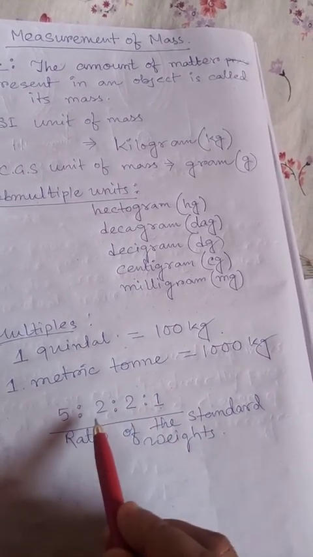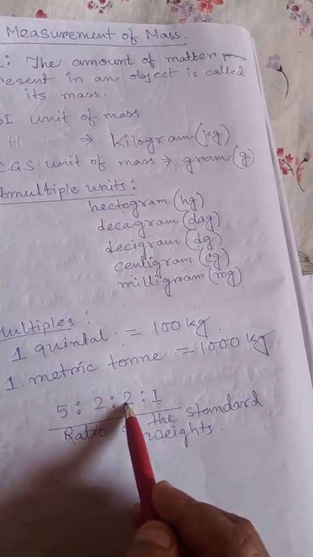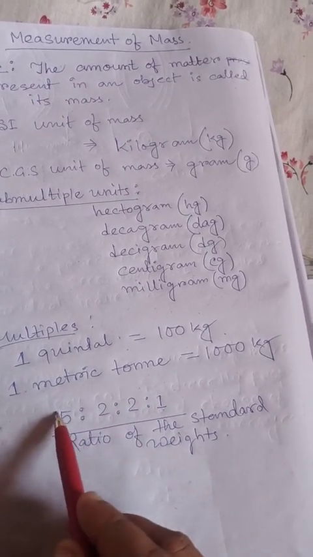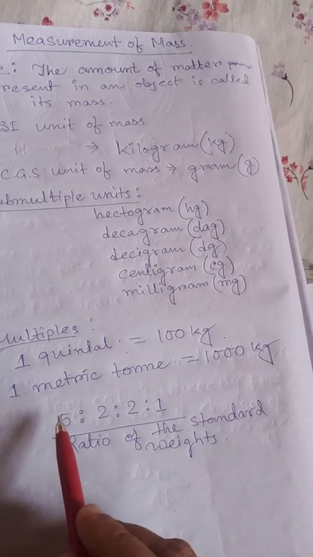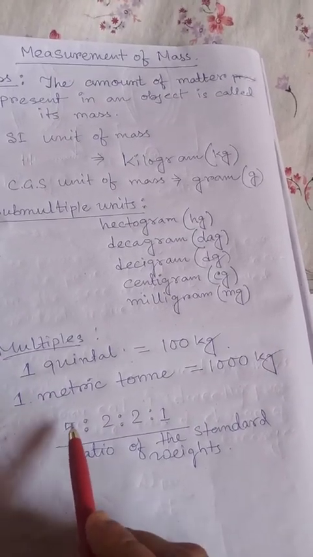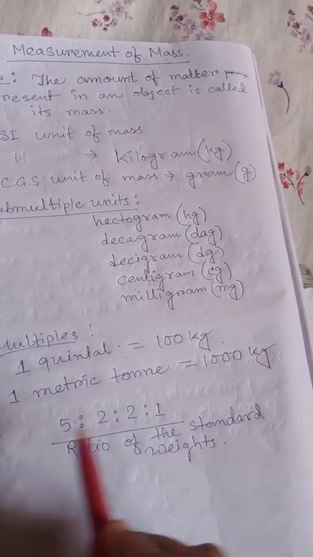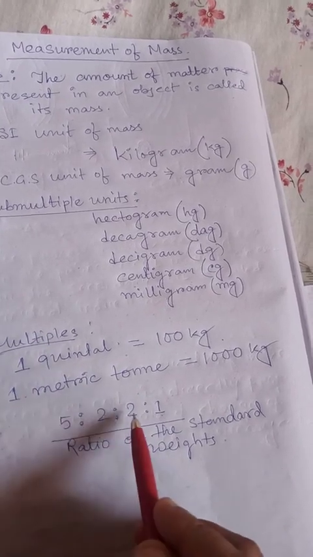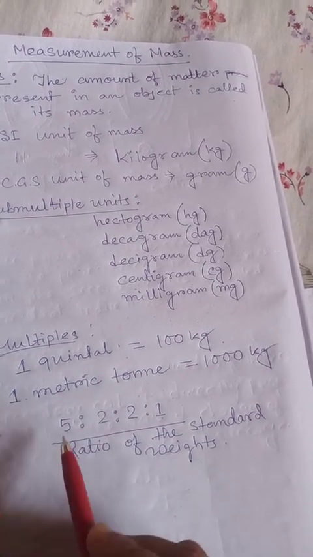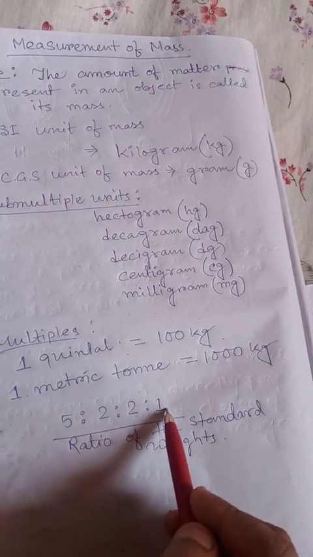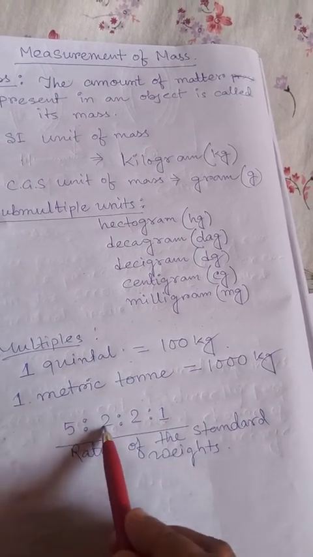When we want to measure 4 kilogram, 2 plus 2, 4 kilogram. When we want to measure 5 kilogram, we use this unit, this weight. When we want to measure 6 kilogram, 5 plus 1. When we want to measure 7 kilogram, 5 plus 2. When we want to measure 8 kilogram, 5 plus 2 plus 1. 9 kilogram, 5 plus 2 plus 2.